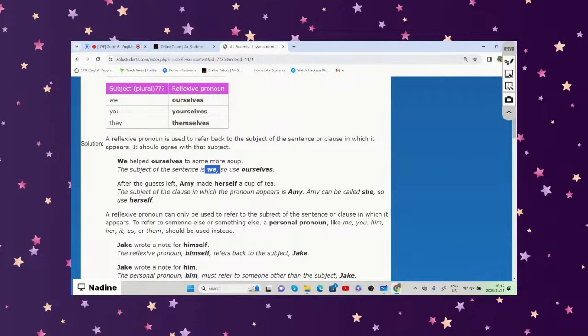And then after the guest left, Amy made herself a cup of tea. And the subject of that clause in which the pronoun appears is Amy, which means that we change Amy into she, and then she links with herself.